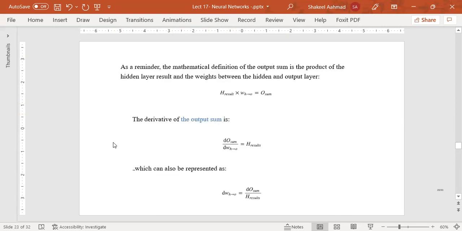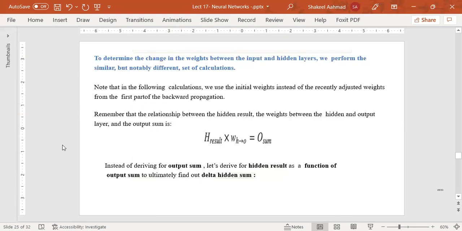So, to determine the change in the weights between the input and hidden layers, we perform a similar but notably different set of calculations. Note that in the following calculation, we use the initial weights instead of the recently adjusted weights from the first part of backward propagation. Remember the relationship between the hidden results, the weights between the hidden and output layers, and the output sum: we have hidden results times weights, and we have calculated the output sum.